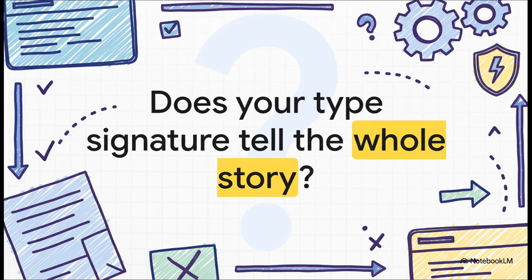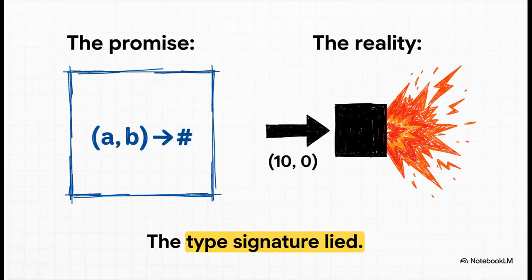Or are there these hidden dangers, these potential crashes, just lurking beneath the surface, waiting to pop up when you least expect it? I mean, take a look at this super classic example. The type signature here promises us that if you give it two numbers, you'll get a number back. Simple enough, right? But we all know the catch.